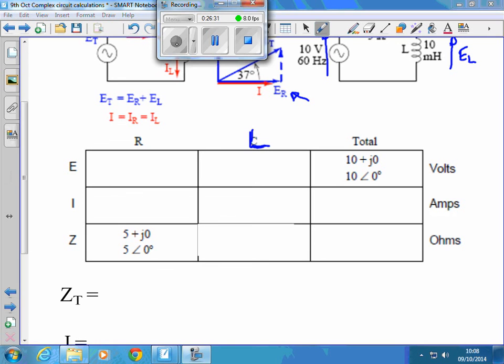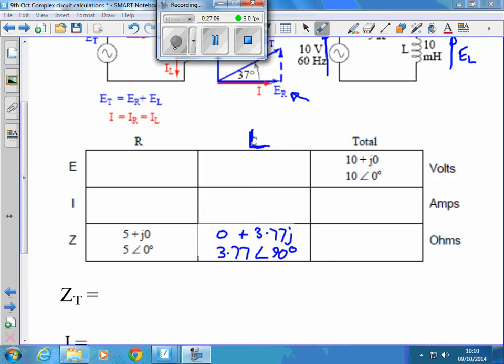So this is actually the impedance of the inductor, which is 3.77, naught plus 3.77 J, or 3.77 angle 90 degrees. That's how we would express that.